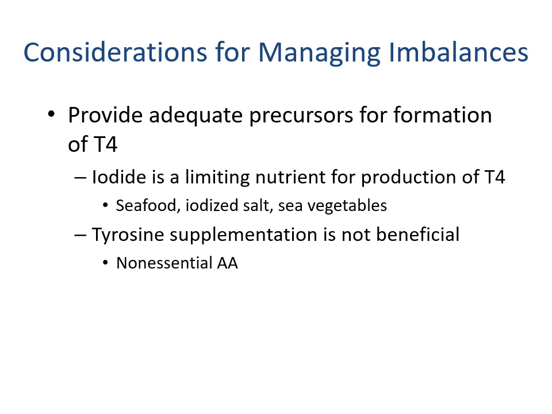So looking at considerations for managing imbalances. We want to make sure that we provide adequate precursors for the formation of T4. And so iodide is a limiting nutrient for the production of T4. So again, getting adequate but not excessive amounts of iodide through seafood, iodized salt, and sea vegetables. Although tyrosine supplementation has not been found to be beneficial, since it's a non-essential amino acid, we can actually produce additional tyrosine as long as we consume adequate protein.